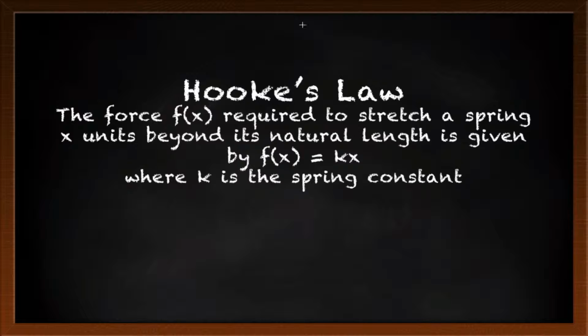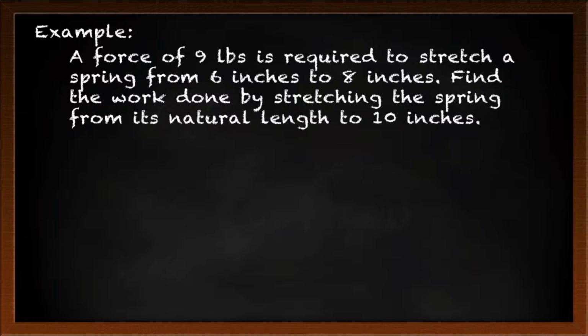Hooke's law is the force f of x required to stretch a spring x units beyond its natural length, given by f of x equals kx, where k is the spring constant. In our first example, a force of 9 pounds is required to stretch a spring from 6 inches to 8 inches. Find the work done by stretching the spring from its natural length to 10 inches.